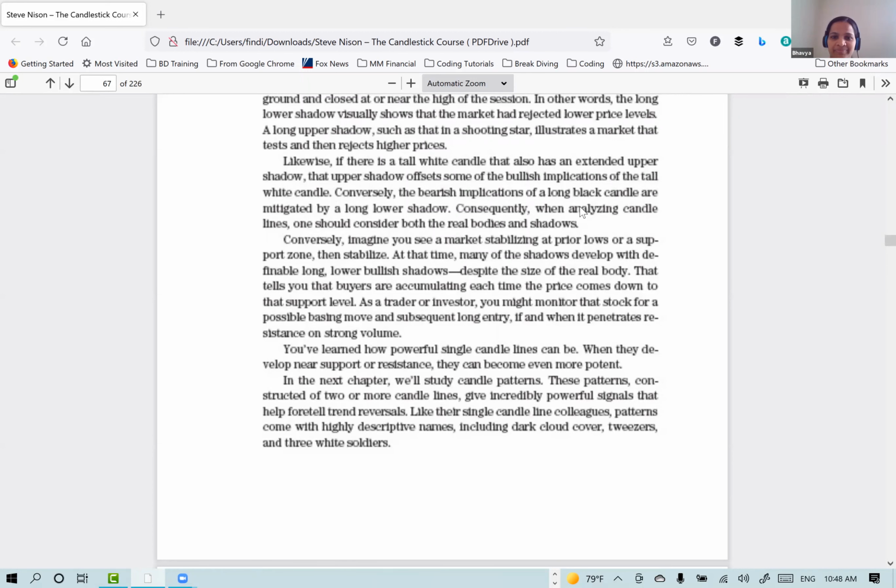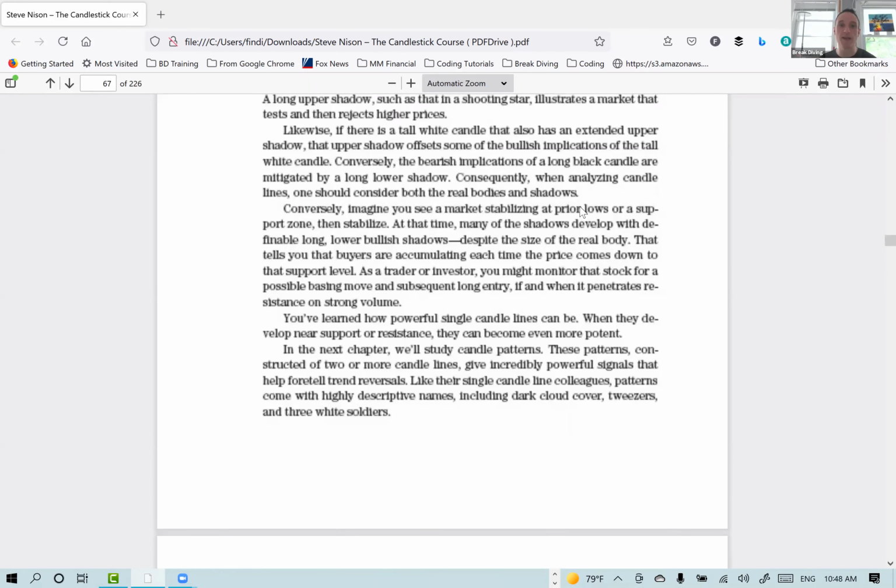Conversely, the bearish implications of a long black candle are mitigated by a long lower shadow. Consequently, when analyzing candle lines, one should consider both the real bodies and shadows. So that's why a hammer is really a bullish symbol, because it has a long lower shadow, which was rejected. And it ended up closing high.